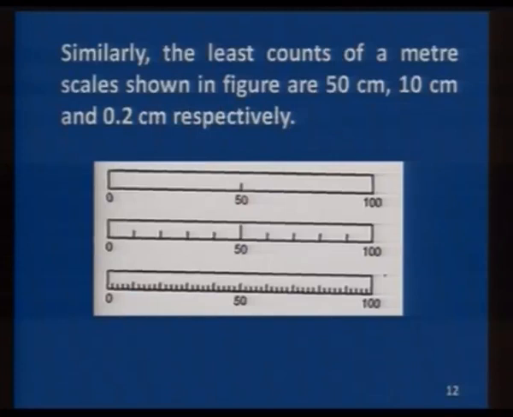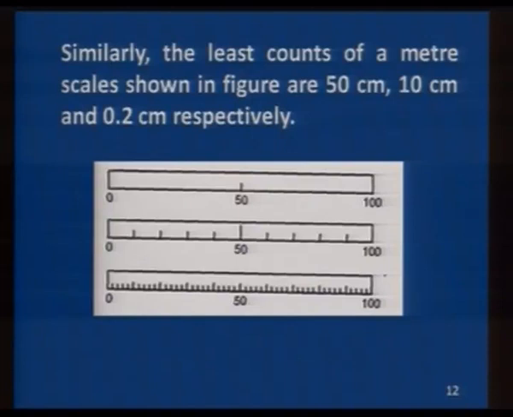Similarly, the least count of a meter scale, as we have shown you, but now we have 3 meter scales differently marked. One has only one division in between, that is at 50 centimeter. So, its least count is only 50 centimeter. In the next, the 50 centimeter are further divided into 5 divisions.